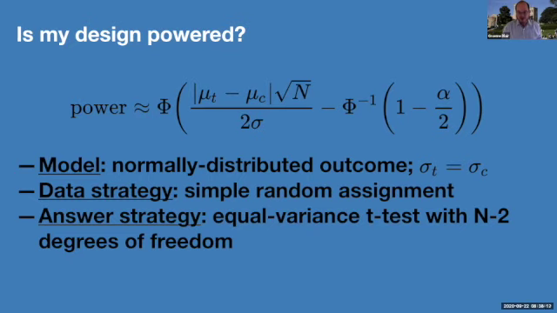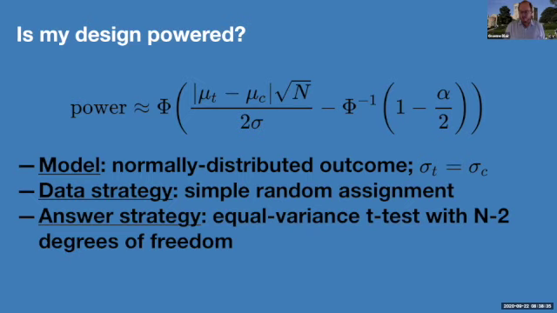It assumes a particular hypothesis testing approach, an equal variance t-test, and a particular degrees of freedom, n-2. And so this set of assumptions may be close enough in some settings, but it can be really difficult to understand the specific impacts of different beliefs about M, D, and A on the value of power, for example.